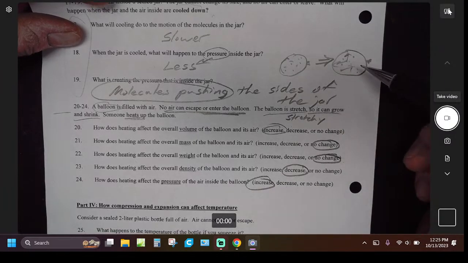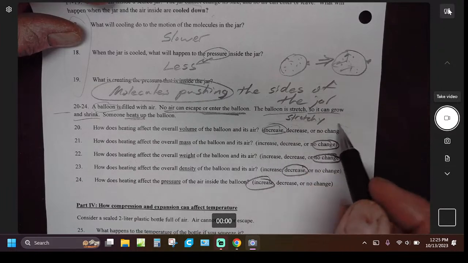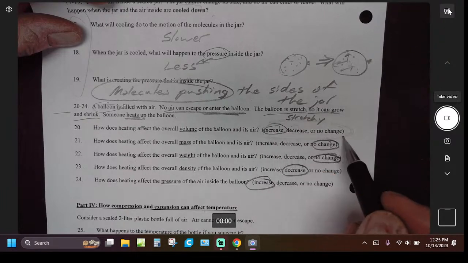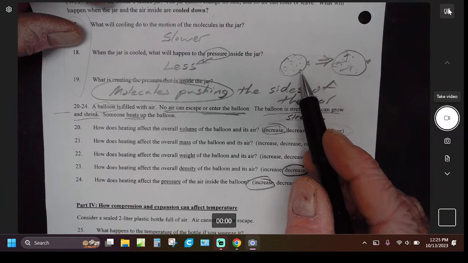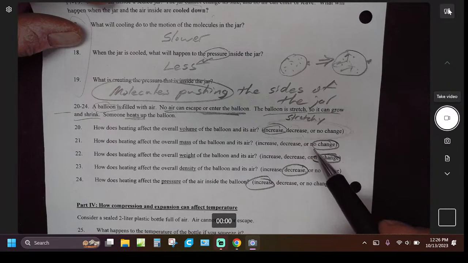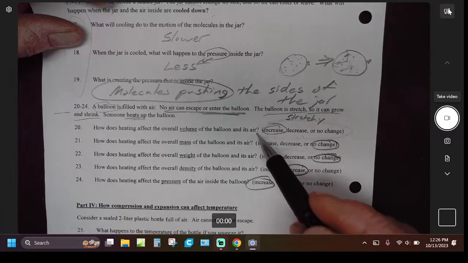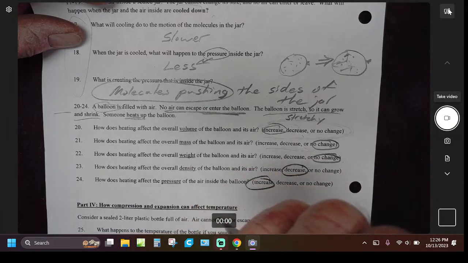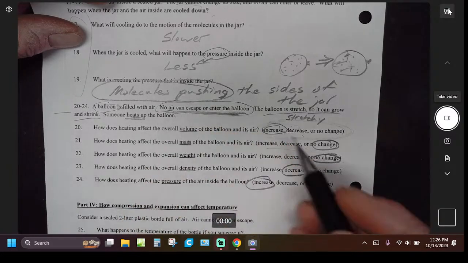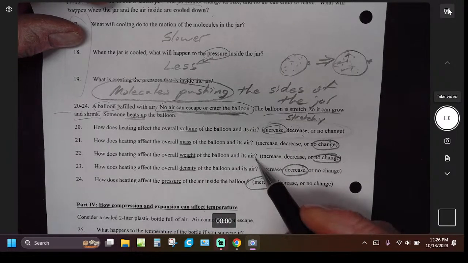So if you were cooling the balloon off, what would happen to volume? Anyone? If you have a balloon and you make it really cold, you put it in the freezer, what's going to happen to the volume? Decrease. And what's going to happen to the overall mass of the balloon? No. Not unless, only if it leaks, but this is a non-leaky balloon. It's a stretchy balloon, but it's not a leaky balloon. So what's happening to the mass? No change.